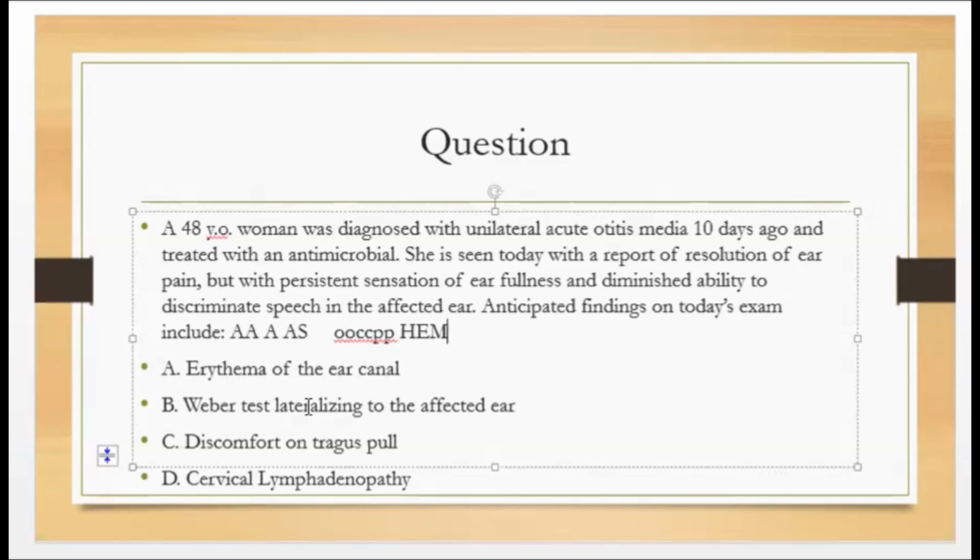Then for cerumen impaction, Rinne test will be BC greater than AC, okay? BC will be greater than AC for cerumen impaction. Then we have another one.